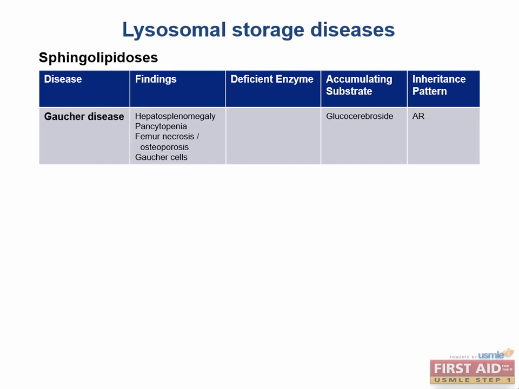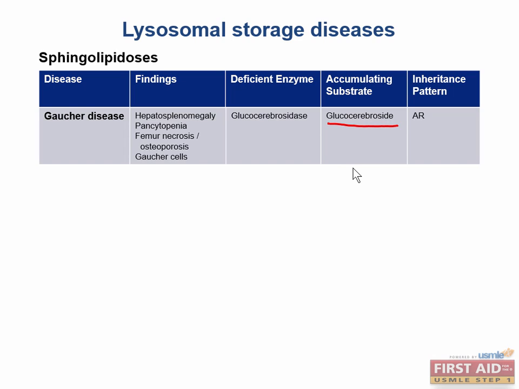Gaucher disease is the most common lysosomal storage disorder. Since it's the most common, you can bet that your chances of seeing it on test day are pretty high. Which enzyme is deficient or defective in Gaucher disease? Well, our enzyme glucocerebrosidase, aka beta-glucosidase, is going to be defective or missing, which leads to an accumulation of glucocerebroside.